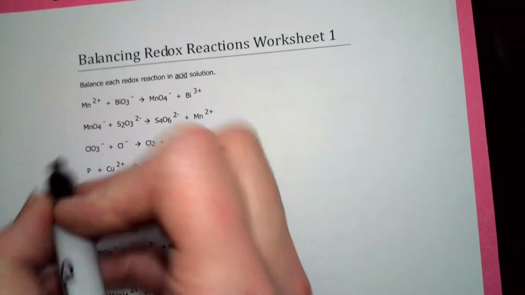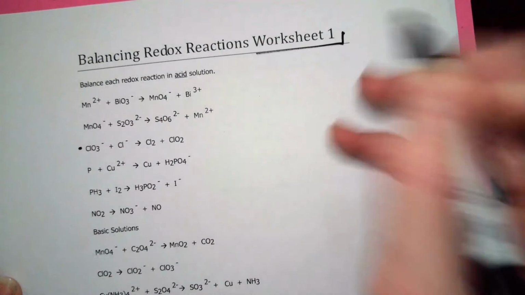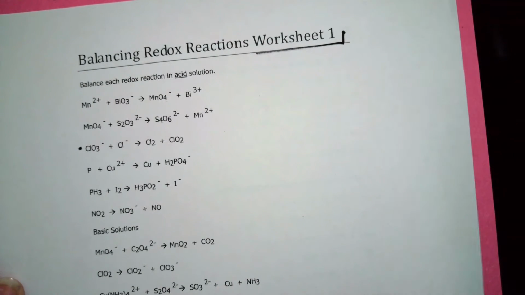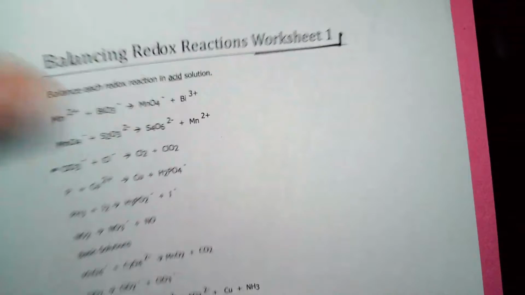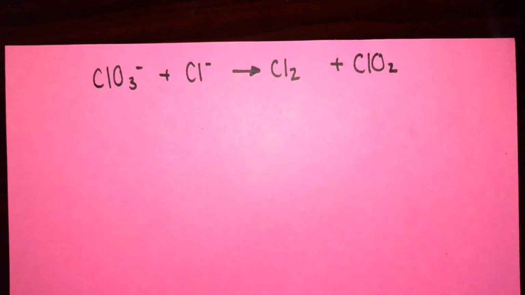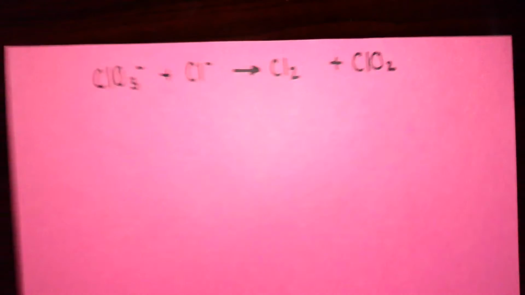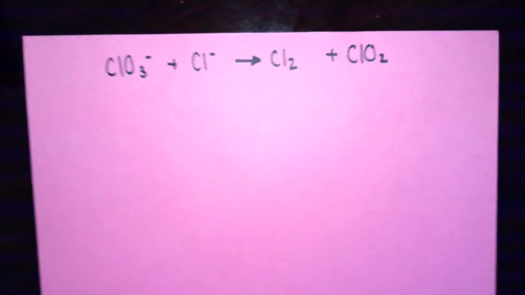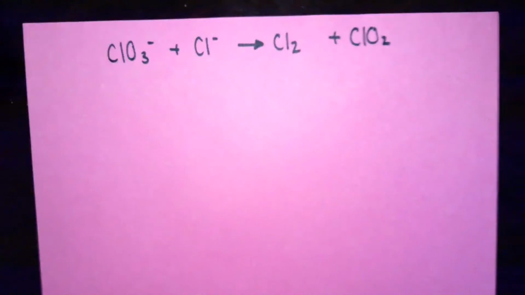Alright guys, I'm going to work number 3 on worksheet side 1 of the Redox reactions half reactions method. So we're going to start here with this formula. Now remember, step 1 is going to be determining who's being oxidized and who's reduced.